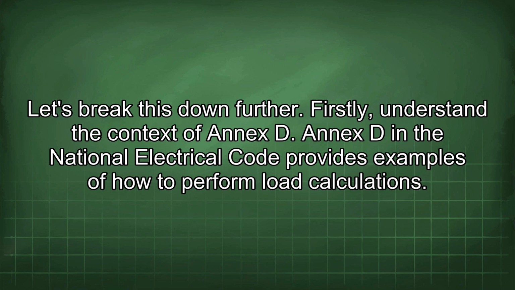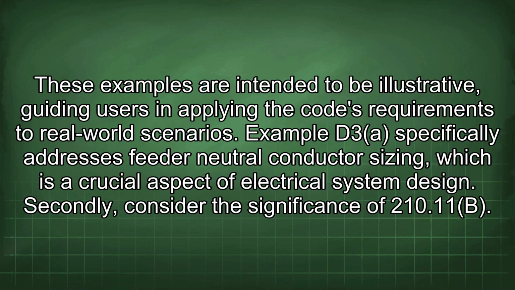Firstly, understand the context of Annex D. Annex D in the National Electrical Code provides examples of how to perform load calculations. These examples are intended to be illustrative, guiding users in applying the code's requirements to real-world scenarios. Example D3 specifically addresses feeder neutral conductor sizing, which is a crucial aspect of electrical system design.